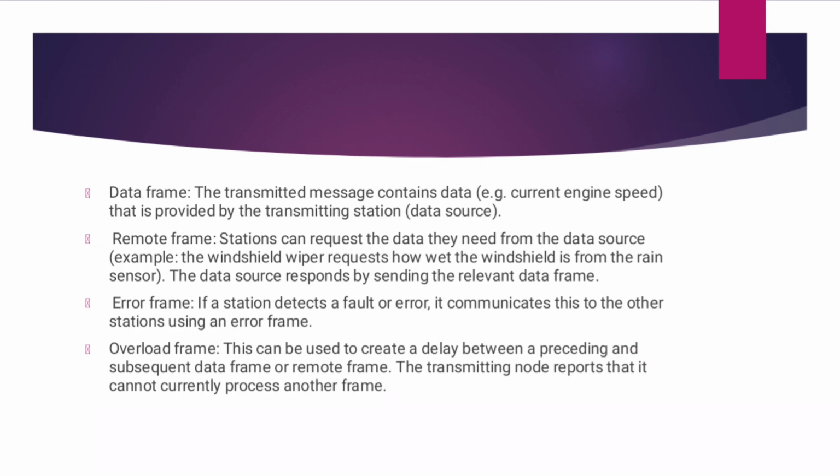Error frame. If a station detects a fault or error, it communicates this to the other stations using the error frame. Overload frame. This can be used to create a delay between a preceding and subsequent data frame or remote frame. The transmitting node reports that it cannot currently process another frame.